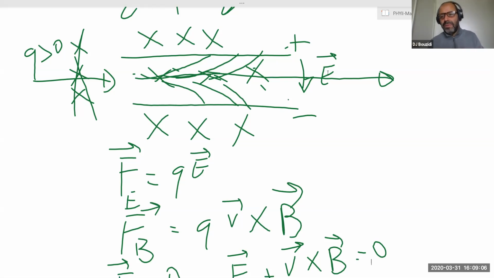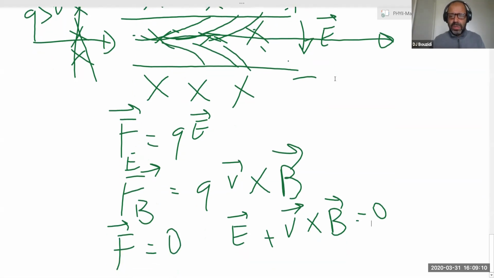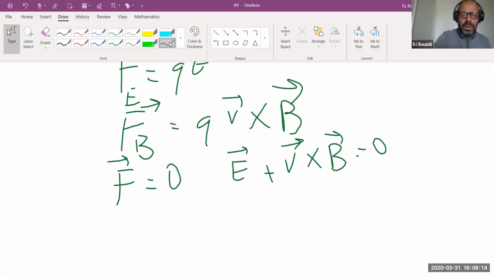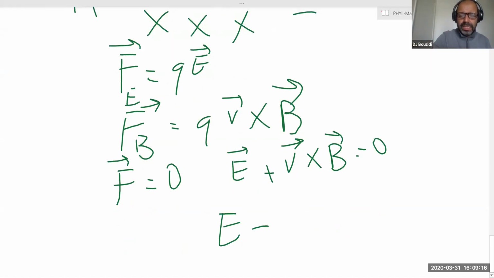That's why we call this one a velocity selector. If I do the cross product, E is pointing down, so I'm going to take the sign for it to be down. V is this way, the magnetic field is inward, so the angle between them is 90 degrees, and sine of 90 degrees is 1, and the force is pointing upward. So I used the right-hand rule and solved my problem.